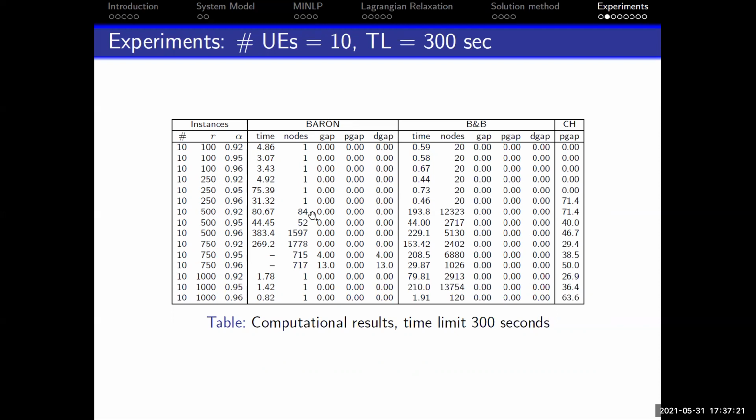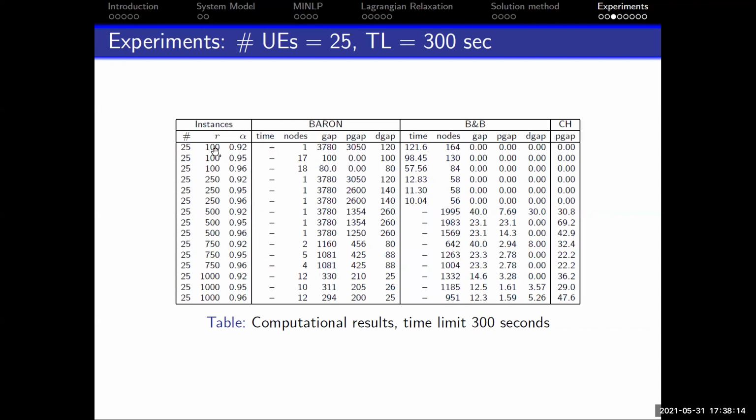Basically, only the instances with 10 user equipments could all be solved to optimality within 5 minutes. Our method is generally more efficient than BARON, except for larger radius, where BARON closes at the root node for some reason. The combinatorial heuristic is generally extremely fast, but is pretty far away from the optimum. So we have both the primal gap and dual gap, to distinguish whether we want to measure the quality of the upper bound, lower bound, and just the inherent gap of the algorithm that we consider.